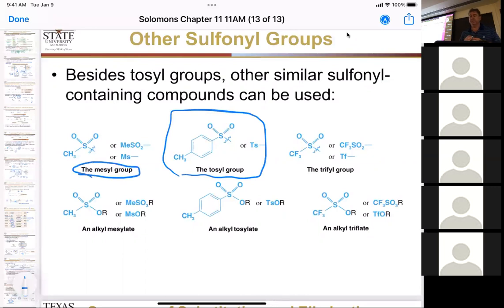Mesyl group right here. Or if you want to really get fancy, you can put fluorine on the methyl group there, and you have the trifluoromethyl group or the triflyl group. All of these are generating the same thing. They're generating sulfuric acid derivatives that are nice and stable as anions, making them good leaving groups.